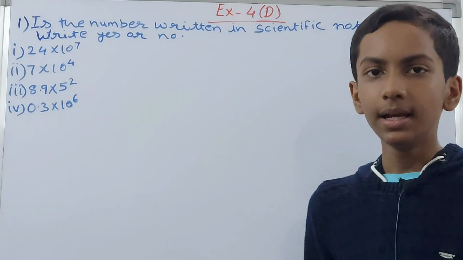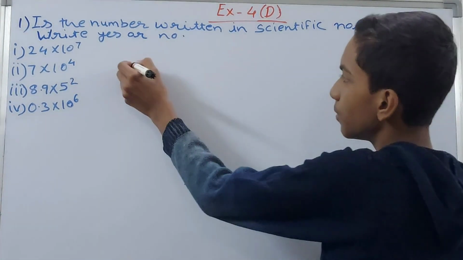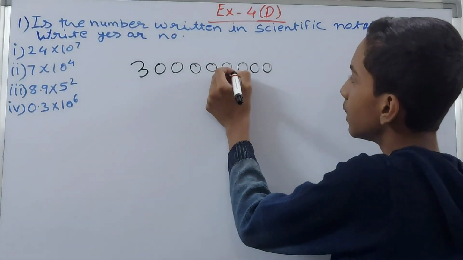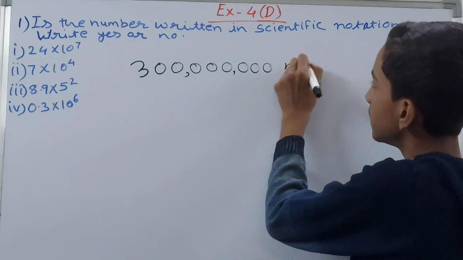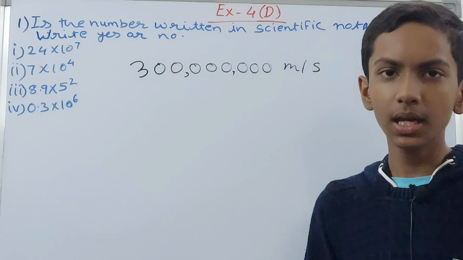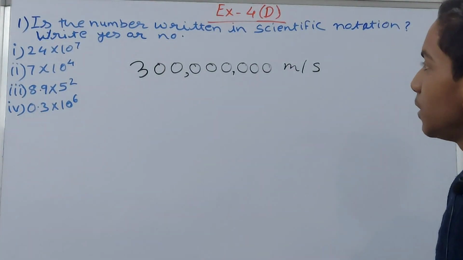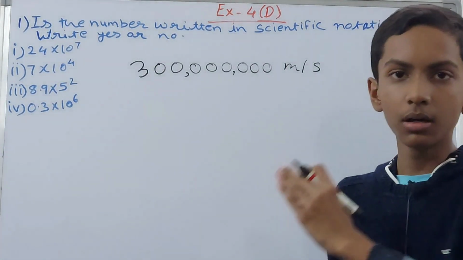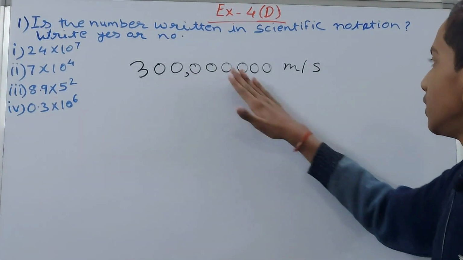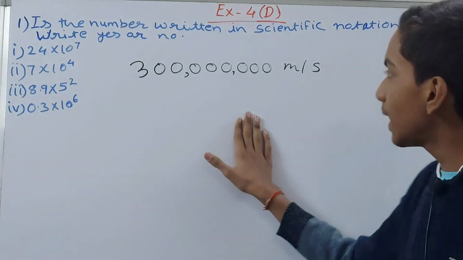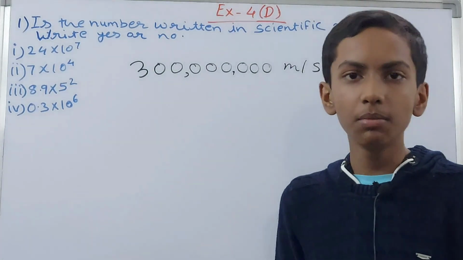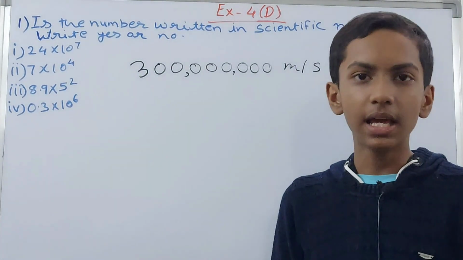For understanding, I'll give you an example. So I am going to write here 300 million meters per second. This is the speed of light in a general medium: 300 million meters per second. Now you see here that there are many zeros in this. So how many zeros does this have? 6 and 8 zeros.